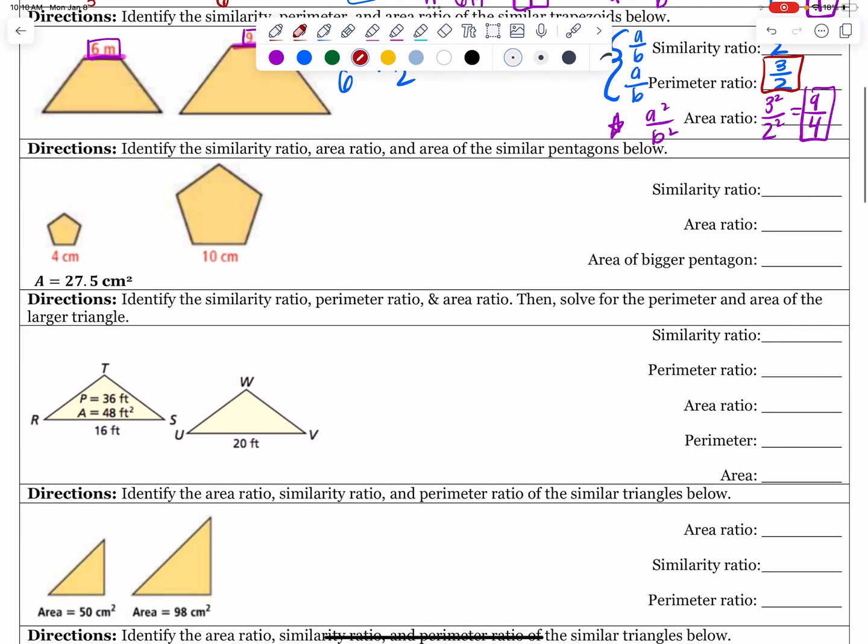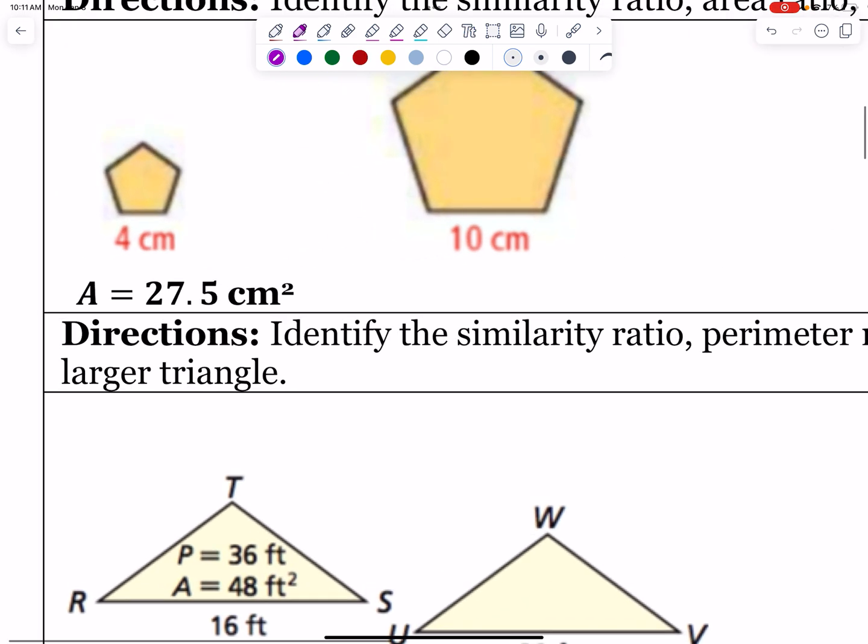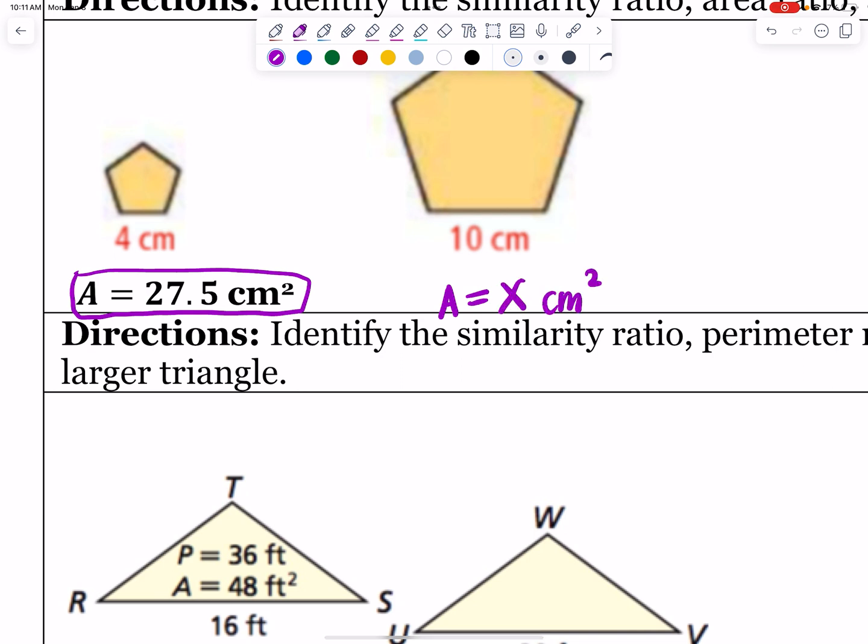Okay. Now this one gives you similar pentagons, but instead of just asking you for your similarity ratio, your perimeter ratio, and your area ratio, they actually ask you to go through and calculate the area of the bigger pentagon because they give you the area of the smaller pentagon. What we don't know is the area of the bigger pentagon, so I'm going to put an X there. It's going to be X centimeters squared. We don't know what that is.